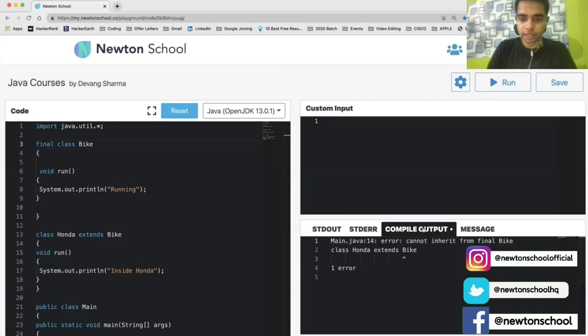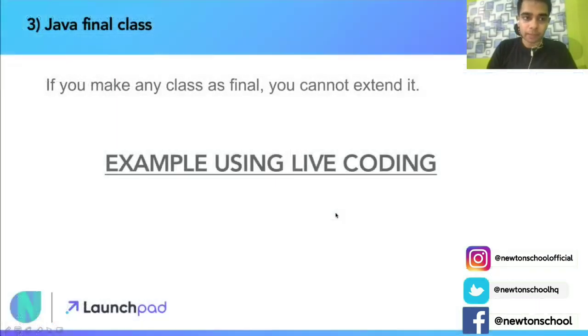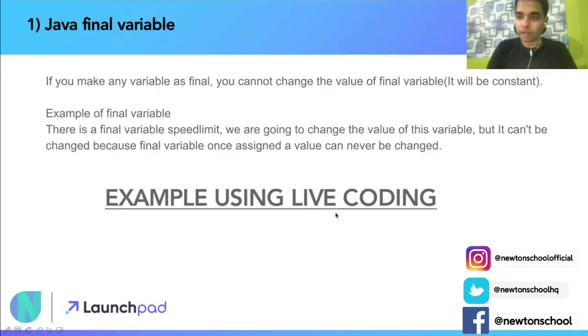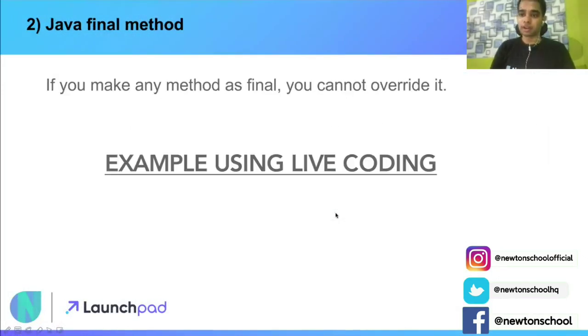Yes. What is the error I get? Cannot inherit from final bike. This line number 13 is actually giving me a compile time error. Since I have declared my class bike as final, I cannot extend it. So final class cannot be inherited. That is the third use case. We have seen the example of Java final variable, Java final method, and Java final class.